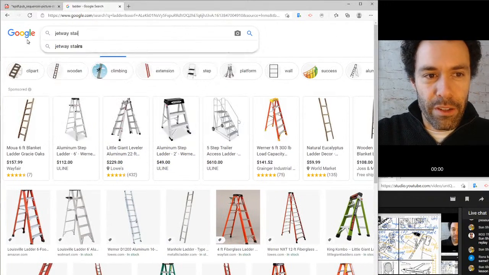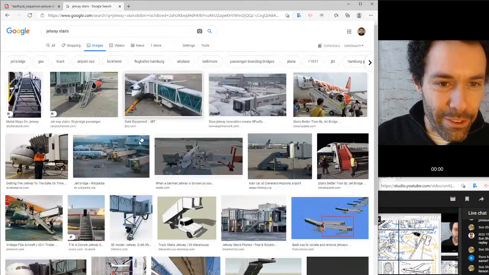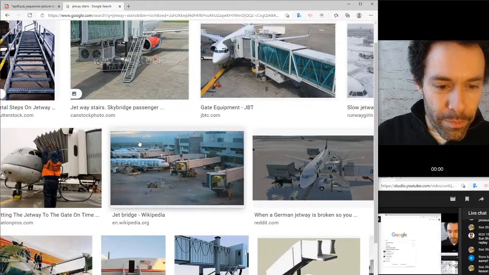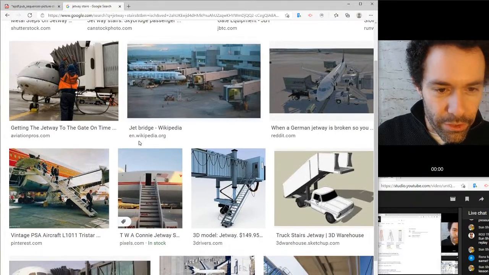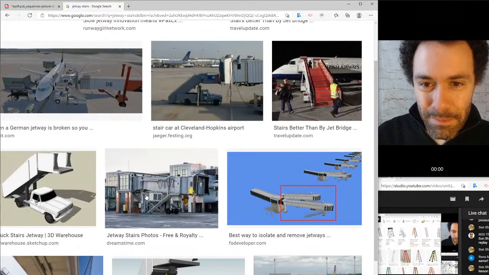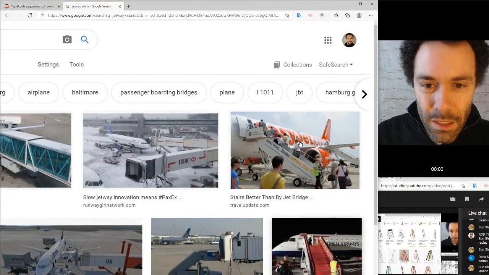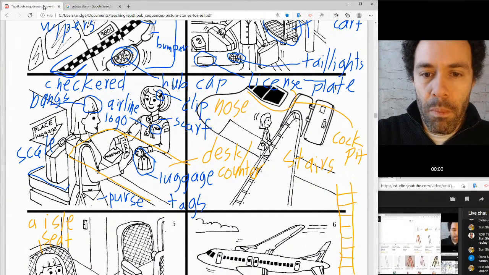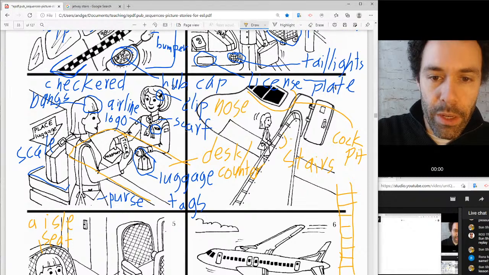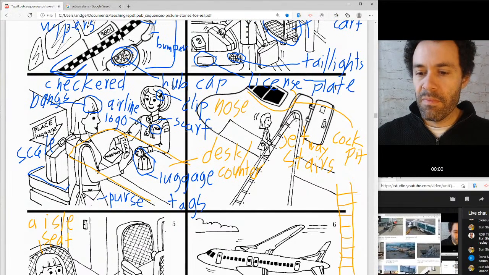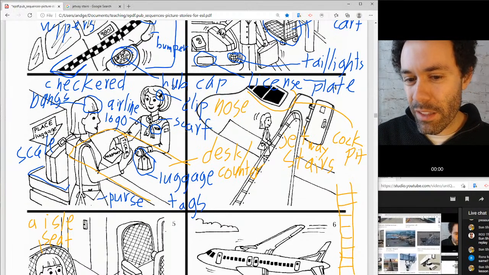I also want to see if I can find the stair things. So maybe, what are they calling these? Jetway stairs. Okay. So it looks like these are Jetway stairs or just stairs. Okay, so you can say stairs or Jetway stairs. Okay. Good question about the ladder.